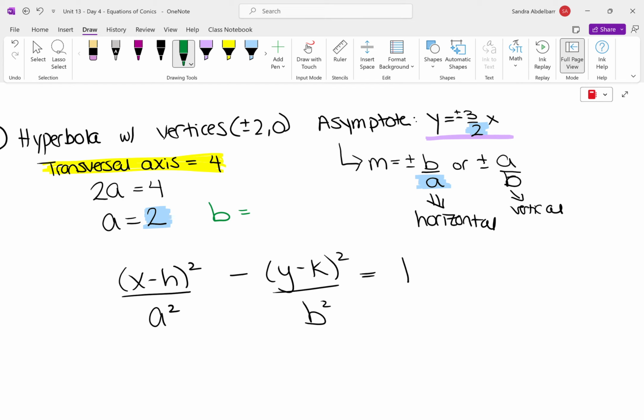Yes, it's like the same hands every time. Somebody knew. How do we know the b? Good, the numerator of the asymptote. Okay, so our b is 3.